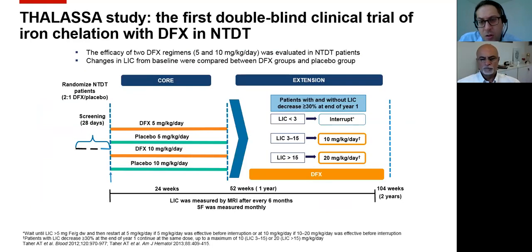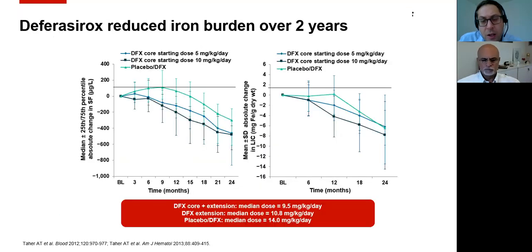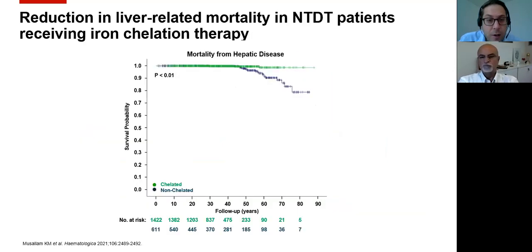And the data on iron chelation therapy efficacy and safety came from the THALASSA trial with deferasirox that Professor Taher led. And in this study, it was very clear that deferasirox was able to lead to an effective reduction of liver iron concentration over 2 years, at least from this published data that's here in the graphs. And that was the first trial that's specifically looking at iron chelation therapy in NTDT, and in specific in patients that do not receive transfusions.